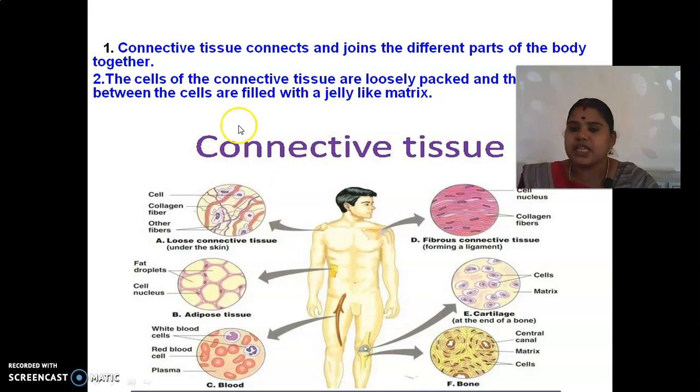Next, the cells of the connective tissues are loosely packed. You can see it in all the images. See here, it's loosely packed. The adipose tissues are completely loosely packed. Here the blood cells. Are they compact cells? No, they're loosely packed. There are many types of blood cells: RBC, WBC, platelets, many different types of cells. Next, here you see fibrous connective tissue. This is also loosely packed. And this is the cartilage. So the connective tissues are completely loosely packed, and the space between the cells is filled with a jelly-like matrix, jelly-like substances. Understand? Shall we go for the next slide?